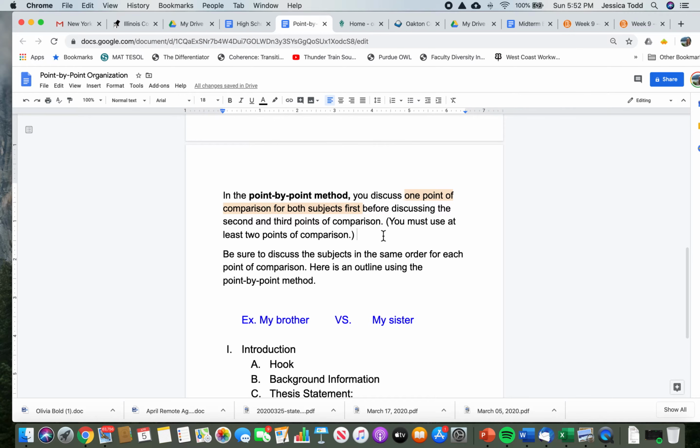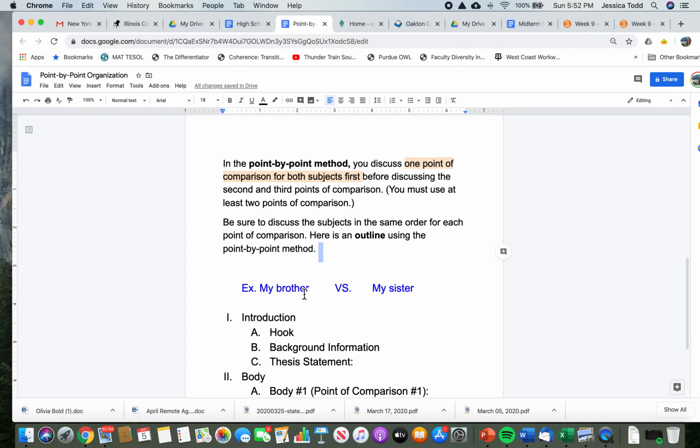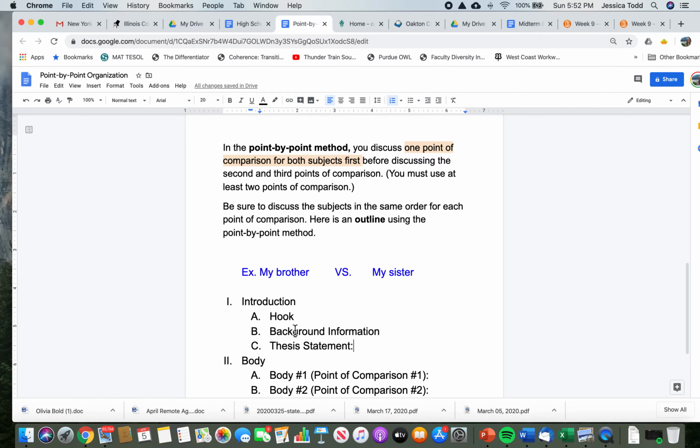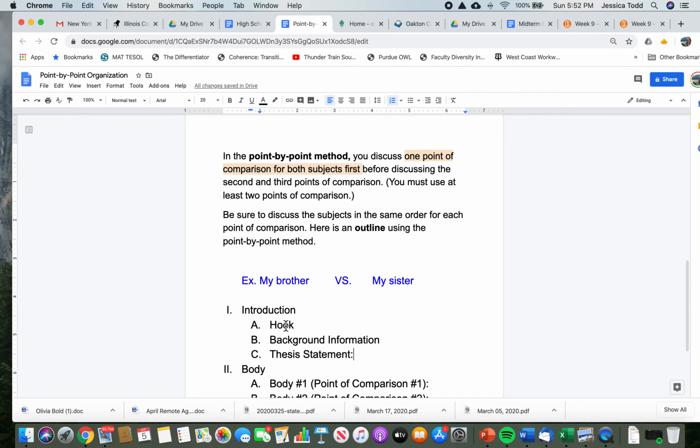Now, let me show you what I mean by that by looking at an outline. I chose to use the example of my brother and my sister. I'm going to start to fill in this outline and show you how you could fill in your own outline. So for the introduction, we learned that we need to have a hook, we need to have background information, but right now I'm not feeling super creative.